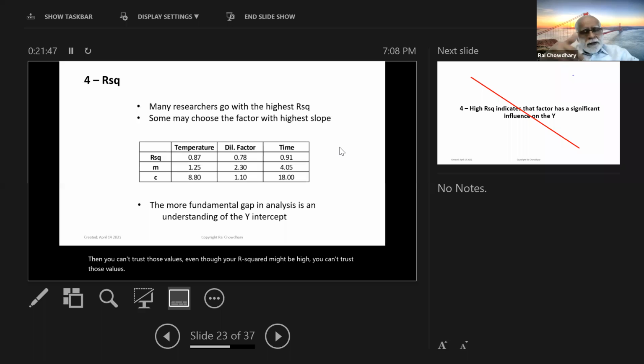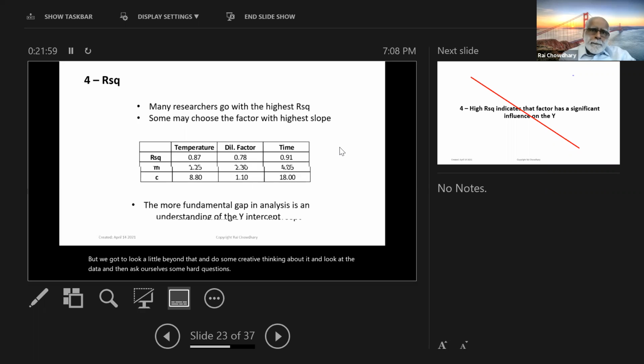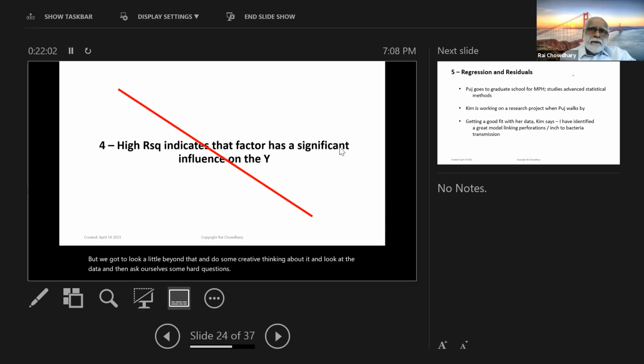So although packages are good, we got to look a little beyond that and do some creative thinking about it, look at the data and then ask ourselves some hard questions. R squared by itself, neither slope, neither the y-intercept. They are good, don't get me wrong, but you can still get tripped up.